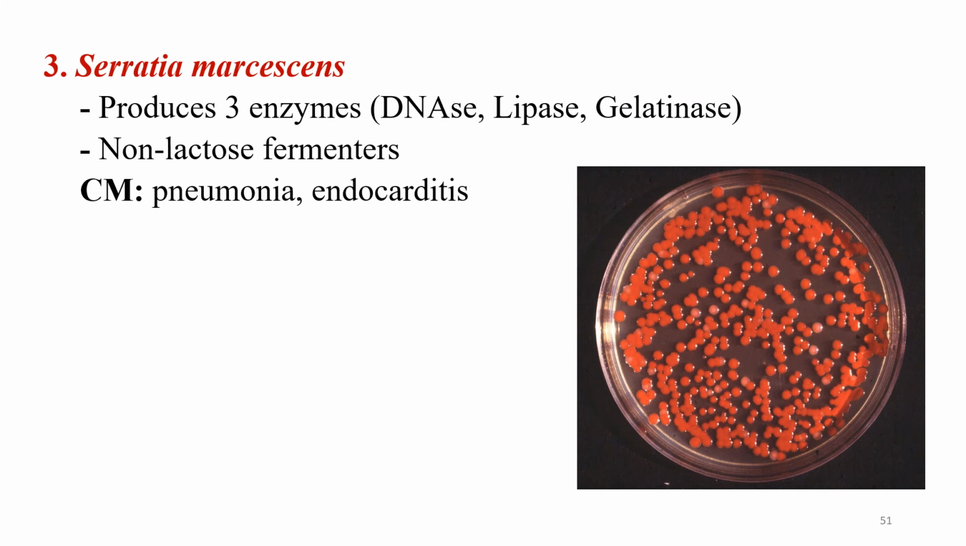Serratia marcescens is a gram-negative bacillus that occurs naturally in soil and water and produces a red pigment at room temperature. It is associated with urinary and respiratory infections, endocarditis, osteomyelitis, septicemia, wound infections, eye infections, and meningitis.